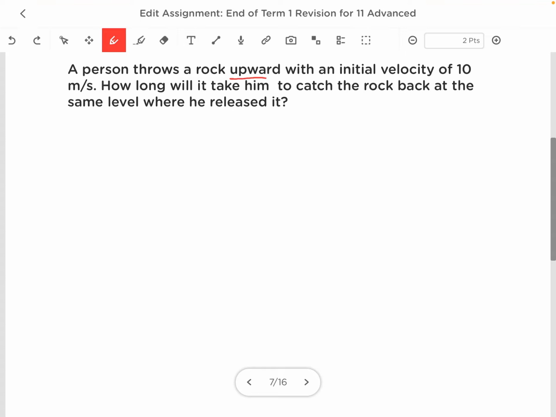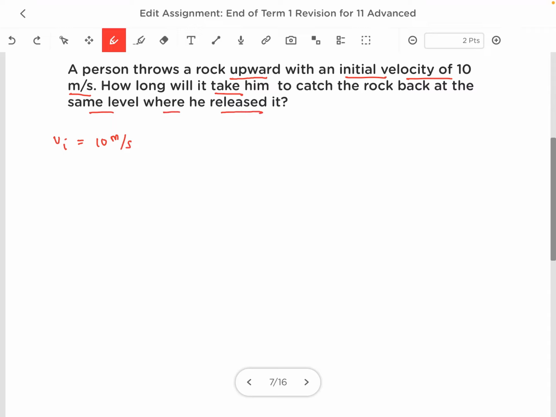So first, the rock is thrown upward with an initial velocity of 10 meters per second. So therefore our VI is a positive 10 meters per second because it is thrown upward. Now it is asking us to solve for the time that it would take for the person to catch the ball at the same level where he released it.